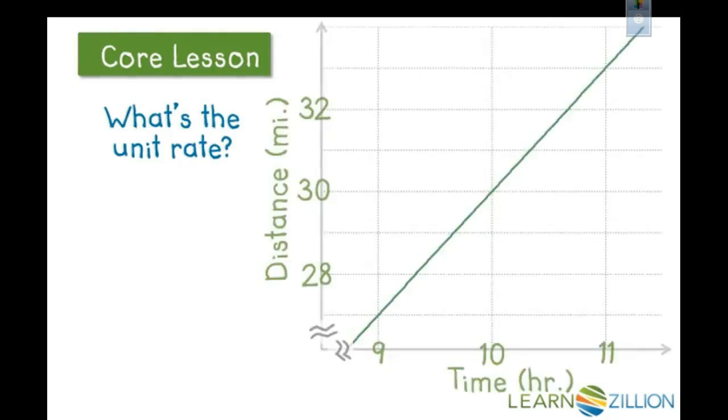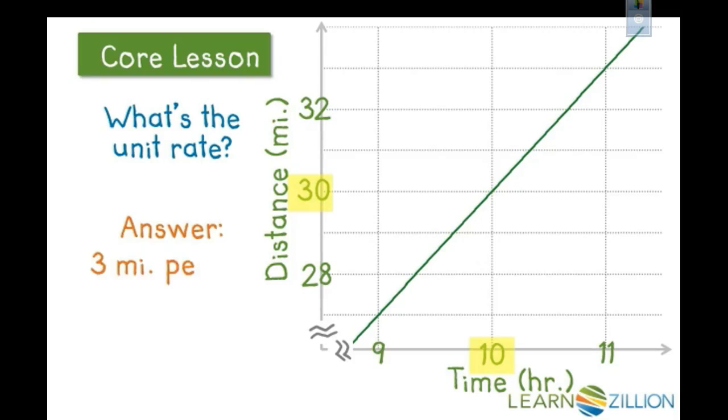What's the unit rate for this proportional relationship? Notice that this time there are breaks in the scales, which means we can't just look up 1 on the x-axis because it's not visible. Well, we can use one of the other methods. Pick any ordered pair on the graph, find its coordinates, and divide. 30 miles in 10 hours. 30 divided by 10 is 3 miles per hour.